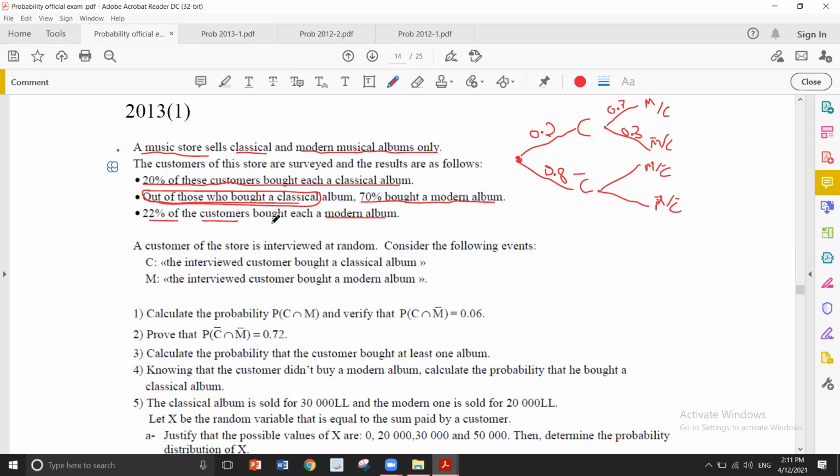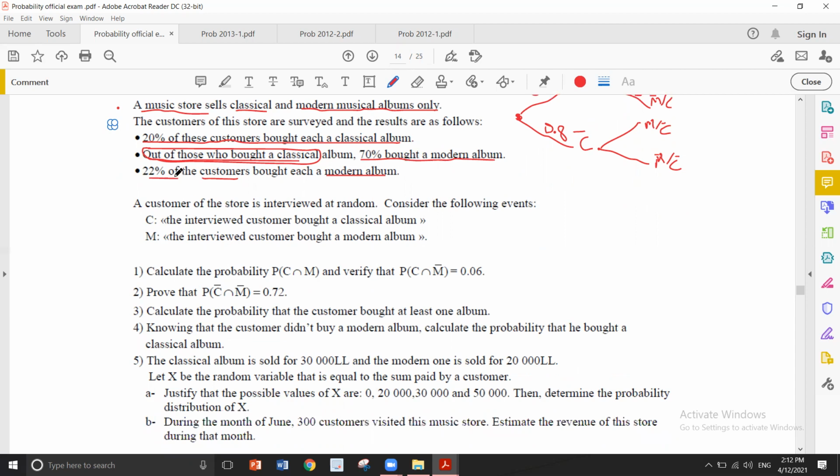22% of the customers bought a modern album. Where do I put this 22%? Can I put 0.22 here? No, I can't put it here, because it is 22% of all the customers. So we are going to use this number later.